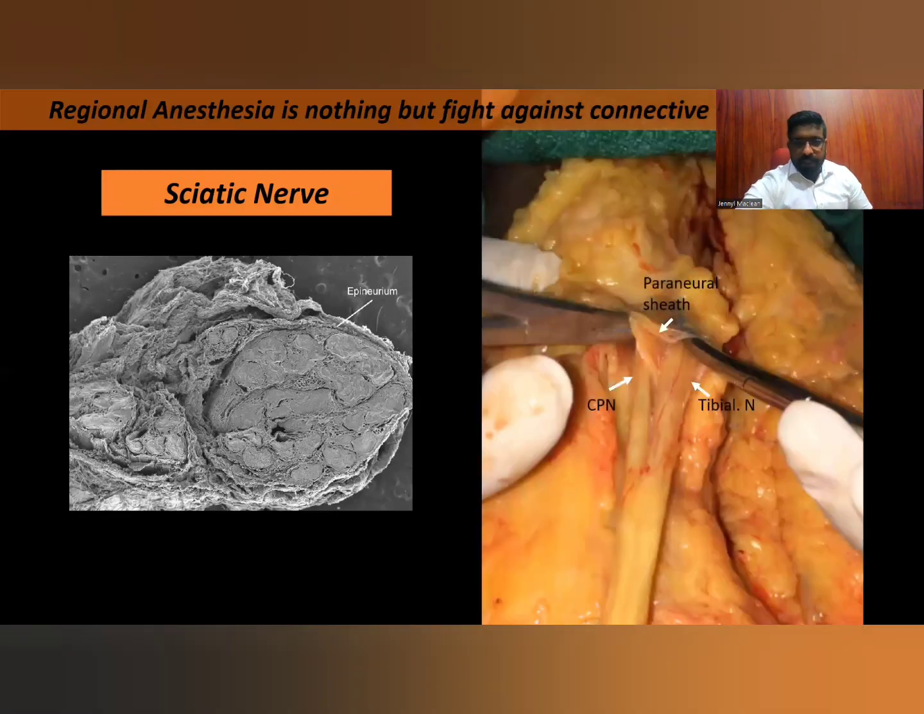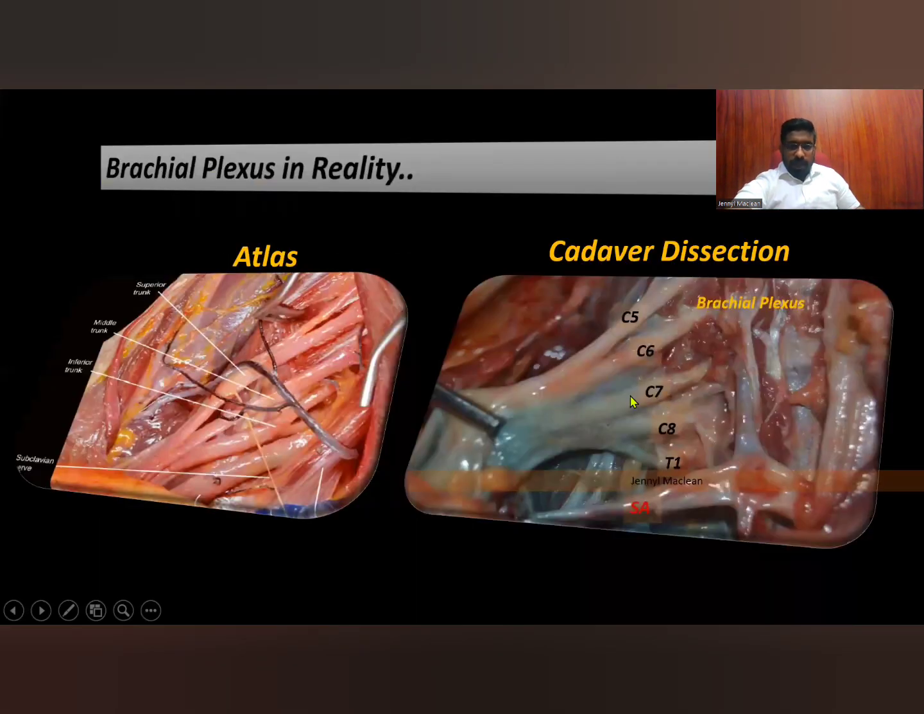This is another fresh cadaver dissection. You can see the paraneural sheath, the common peroneal nerve, and the tibial nerve, done by me. And ladies and gentlemen, this is what I want to highlight. What you look at on the left side is nothing but your atlas. The right side is one of my fresh cadaver dissections. What's the difference that you see? On the left side, they have dissected out all the connective tissues.